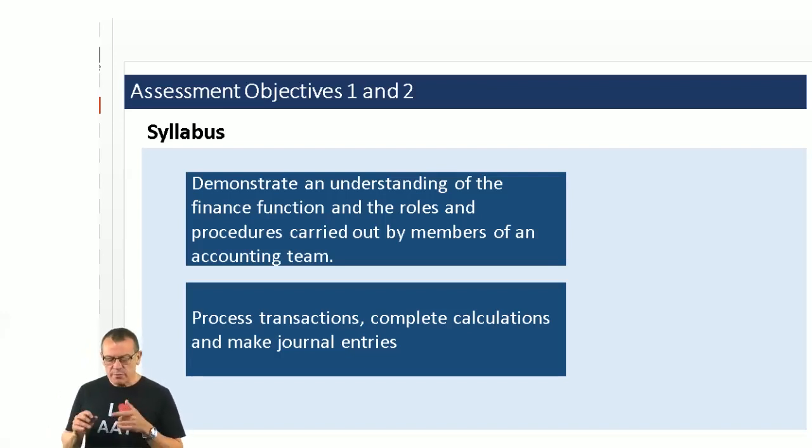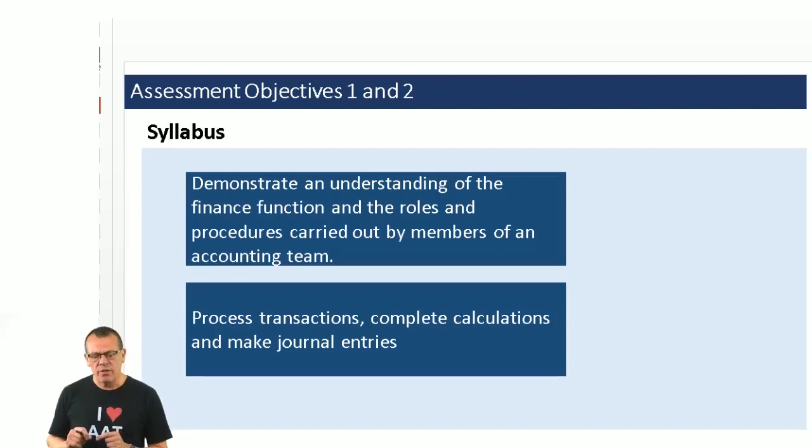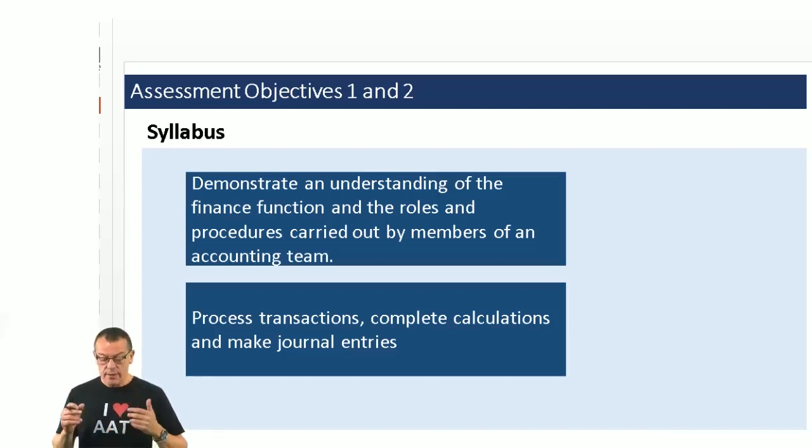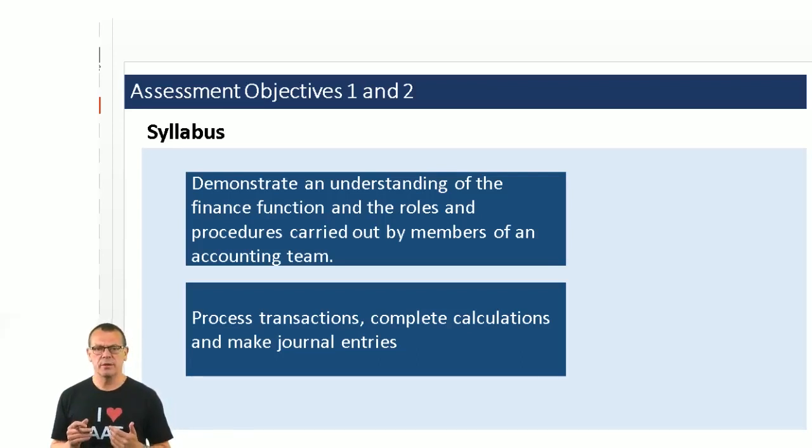So the first part, Assessment Objective 1, what are we looking at? Well, what the AAT are looking at to cover on this is to demonstrate an understanding of the finance function and the roles and procedures carried out by members of an accounting team. And I'll cover this in a bit more depth in a second. That is Assessment Objective 1. It's going to be covered. And I'll tell you where it comes from, what section of the syllabus this relates to, and we'll cover that today. So you know exactly where to find this type of practice, assessment and question.